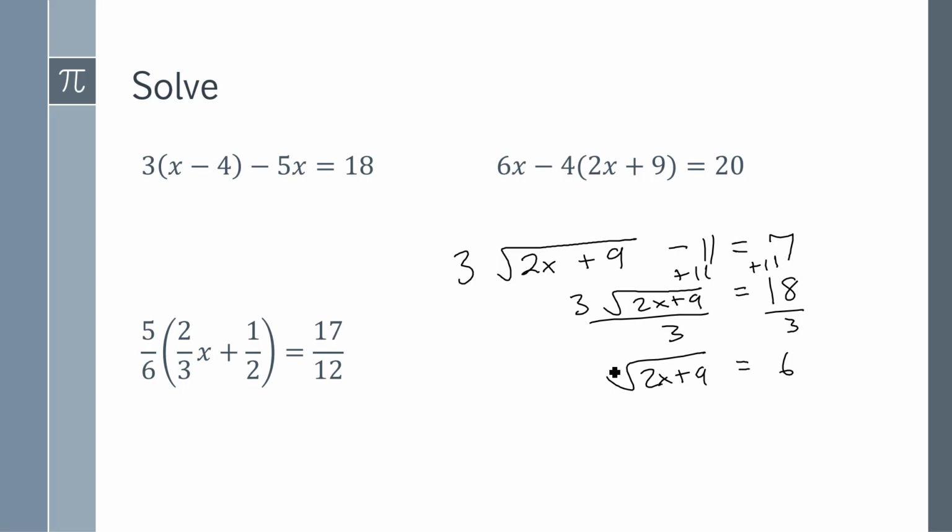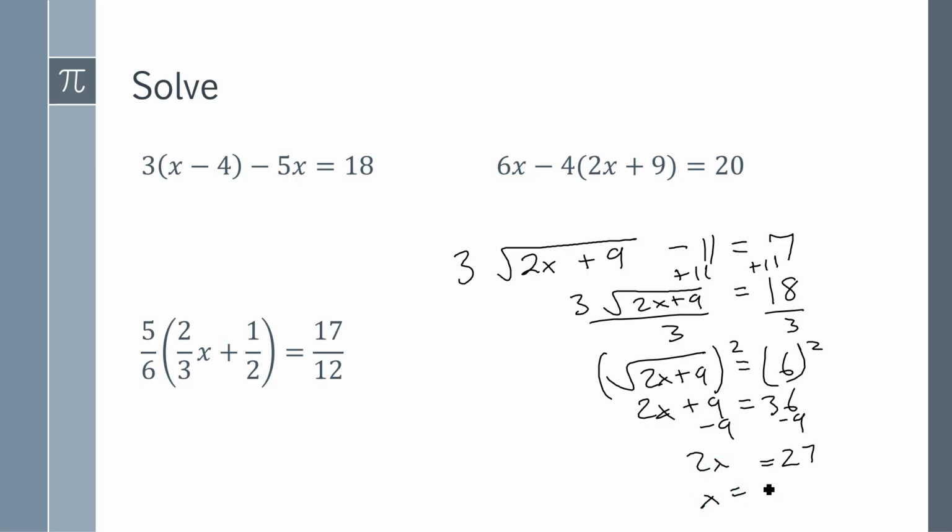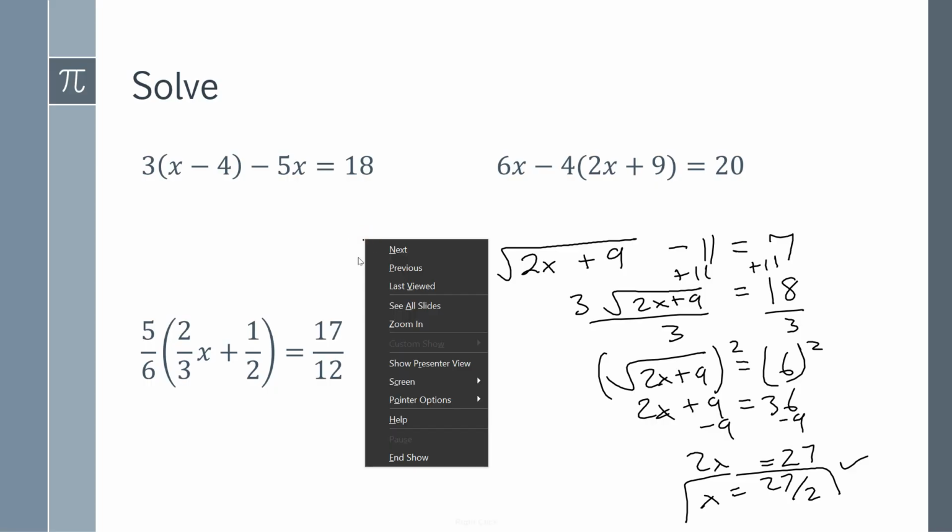And then the way to undo a square root is to square. And the square root is undone by the square, so that leaves me with 2x plus 9 equals 36. Subtract the 9, and that gives me 27. And then I divide by 2, and see x is 27 over 2. Of course, we would want to check that. I'll just tell you, check. Actually, I didn't check many of these, did I? One more question, and then we will be done.